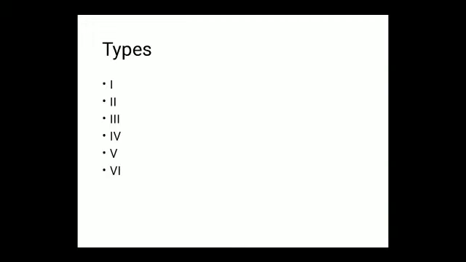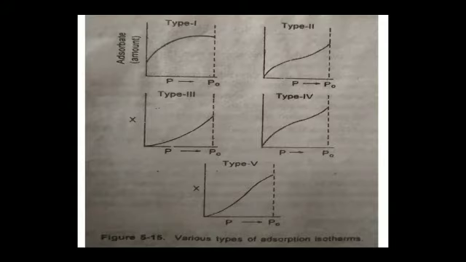There are different types of absorption isotherms that can be studied: 1, 2, 3, 4, 5 and also 6. These are the different types of absorption isotherms studied in the absorption of gases on solid surfaces. These plots graph pressure on the x-axis and the amount of gas absorbed on the solid surface on the y-axis.